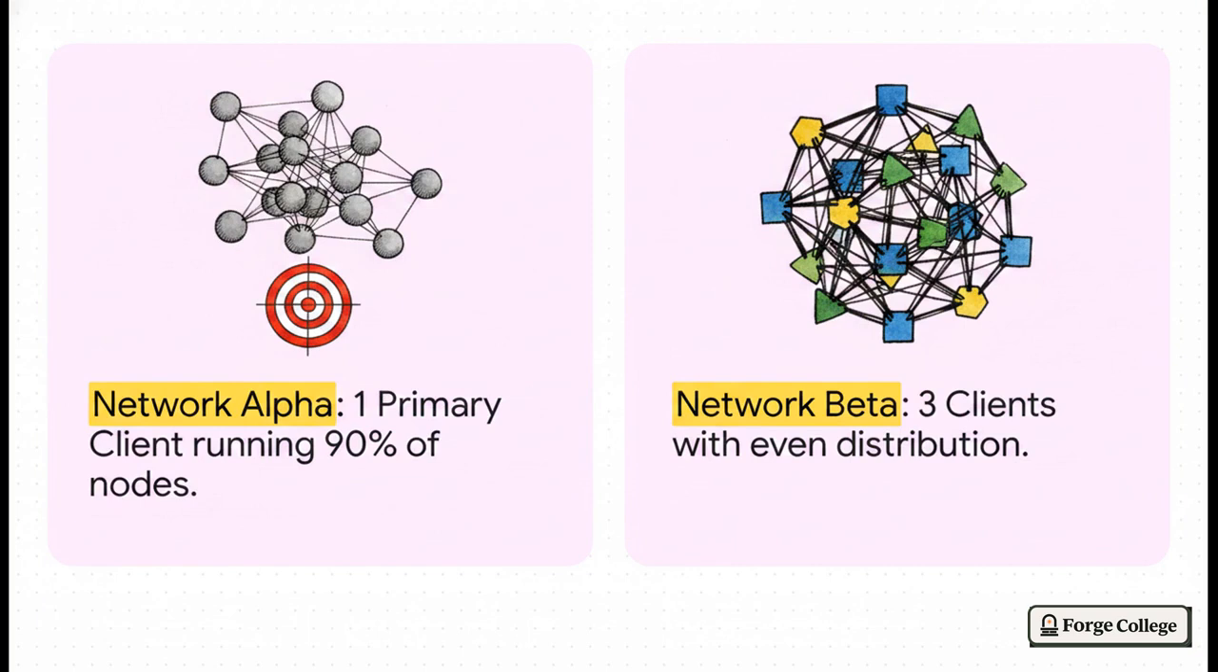Network Alpha relies really heavily on just one primary software client, which is running like 90% of its nodes. Let's be real here. From a security standpoint, Alpha is a total sitting duck. One single bug or a coordinated exploit in that one codebase could take down almost the entire network in a flash. Network Beta, on the other hand, operates with 3 different clients evenly distributed. It spreads the risk brilliantly and completely avoids that nasty single point of failure.